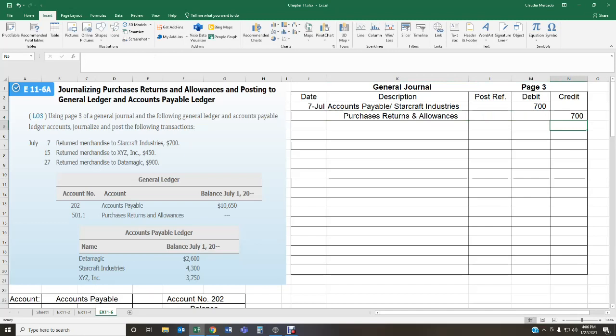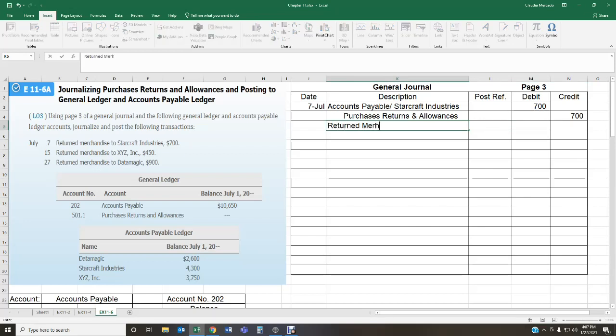So every single time that there is a return of merchandise, if it's done on account, you're going to debit accounts payable and credit purchases, returns, and allowances, okay? If the purchase had been done with cash, then you would debit your cash account because you're going to be receiving cash back, okay? Whatever the situation might be. So that is the first transaction.